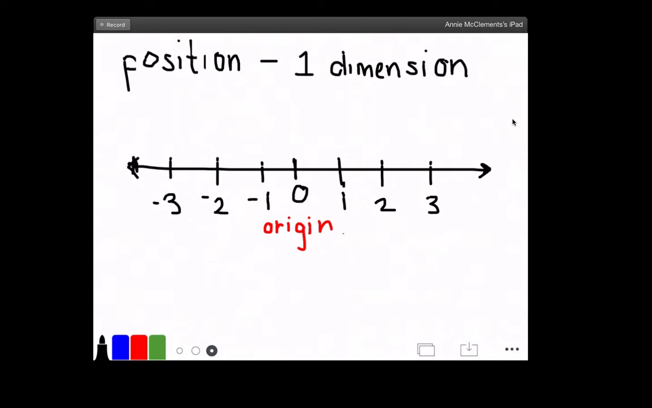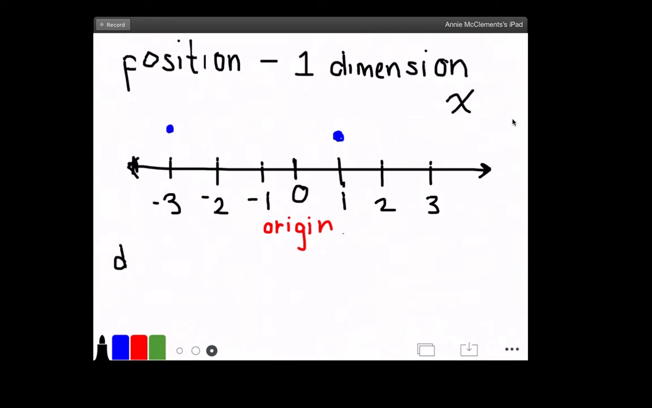So if I'm at position 1, I'm right here. If I'm at position -3, I'm over here. We're not concerned with vertical position yet. We'll get there, but for now we're just doing one dimension, right along a number line, okay? The symbol for position is just an X, okay? Position is just an X.